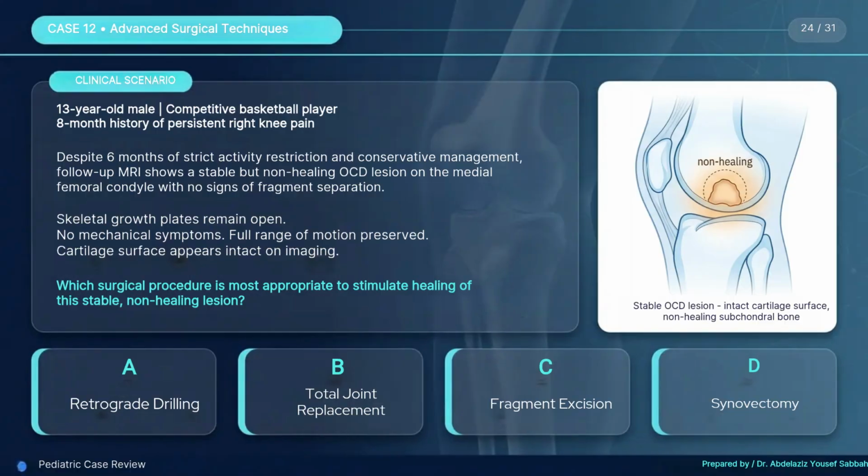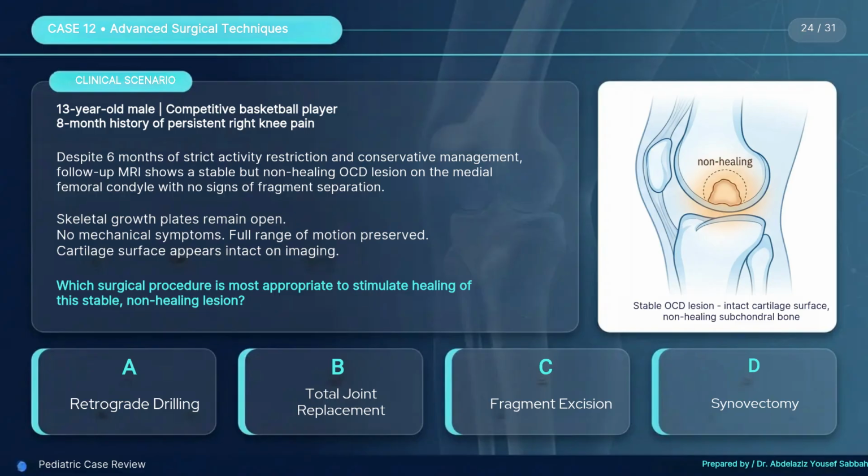Case 12. Advanced surgical techniques. A 13-year-old male competitive basketball player has an 8-month history of persistent right knee pain. Despite 6 months of strict activity restriction and conservative management, follow-up magnetic resonance imaging shows a stable but non-healing osteochondritis dissecans lesion on the medial femoral condyle with no signs of fragment separation. Skeletal growth plates remain open, no mechanical symptoms.